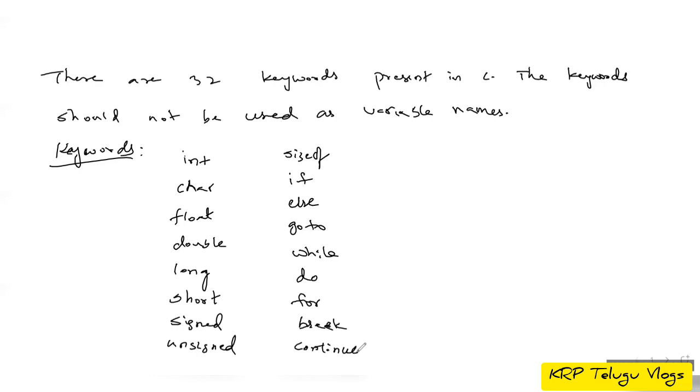Okay, once we complete loops, we'll go to switch cases: switch, case, and default. Okay, switch case and default. Next we'll go for functions. So void, sorry, not functions, structures.